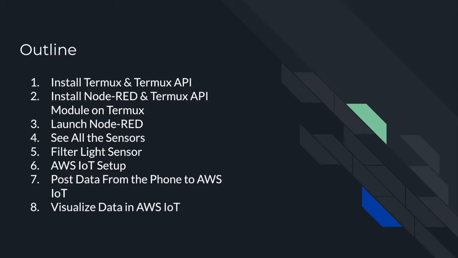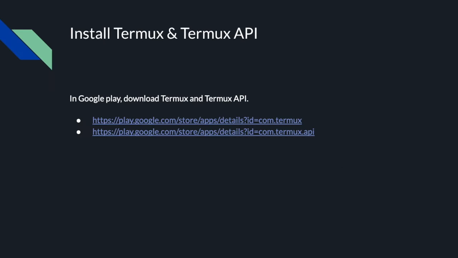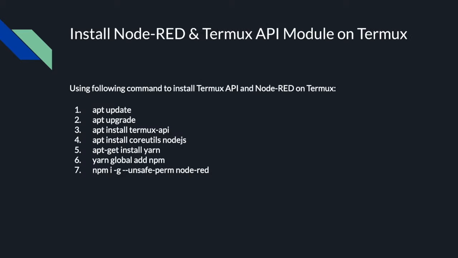And then we see all the sensors, and we find the last sensor we are going to use. And in AWS, we have to set up the IoT things, and then we need to connect these two, the mobile device and the AWS IoT things, and then post the data from the phone to AWS IoT. And the final step is visualize data in AWS. So first, install them.